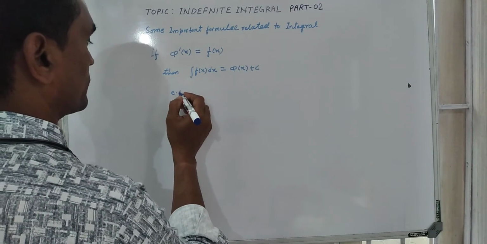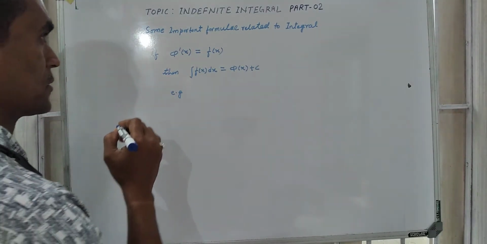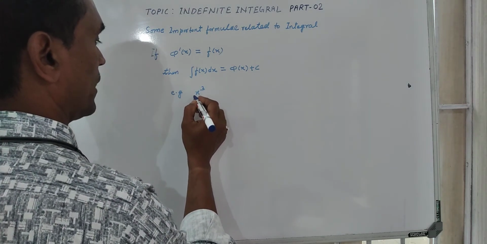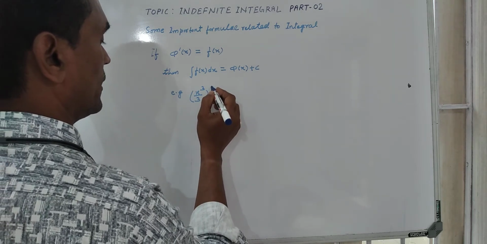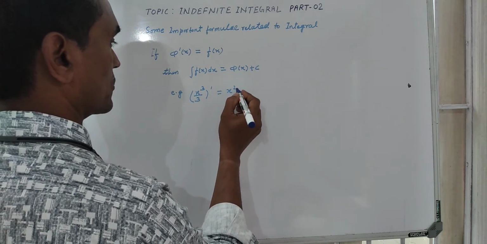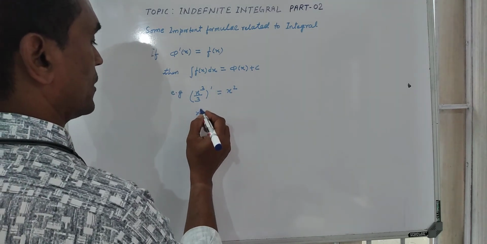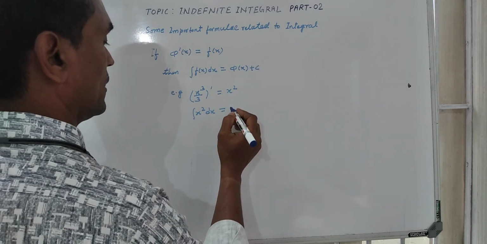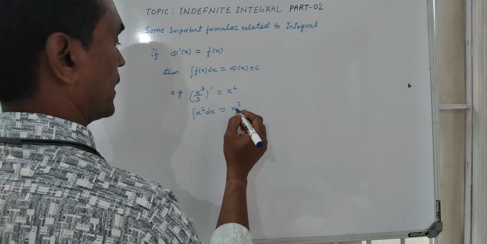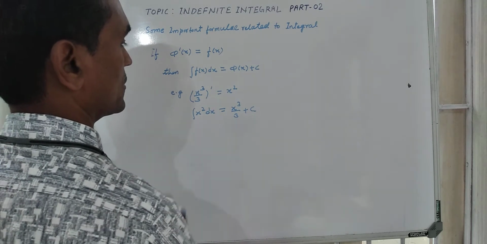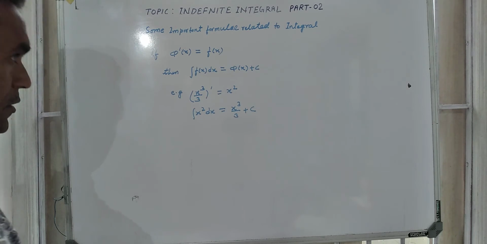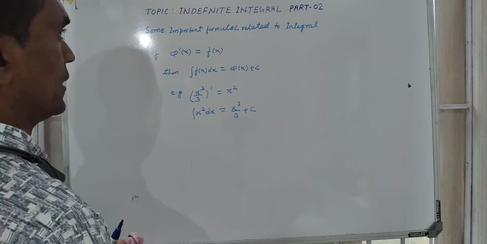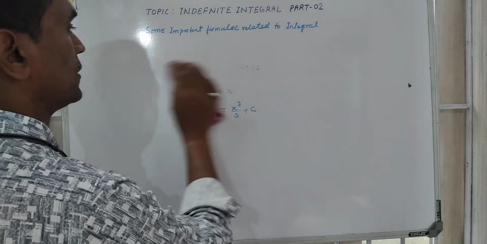For example, these things we have learned in the first class of this topic, like x cube by 3. Derivative of this is x square. So integral of x square with respect to x we represent in this way, and its value will be x cube by 3 plus c, constant of integration. So we are going to apply this concept to find several formulas for integral.